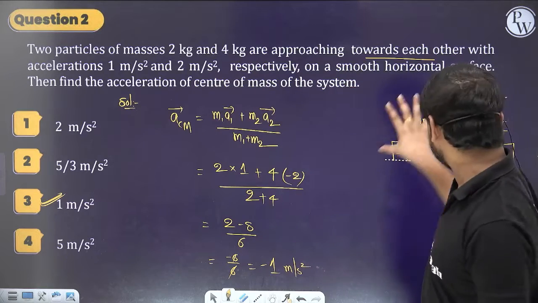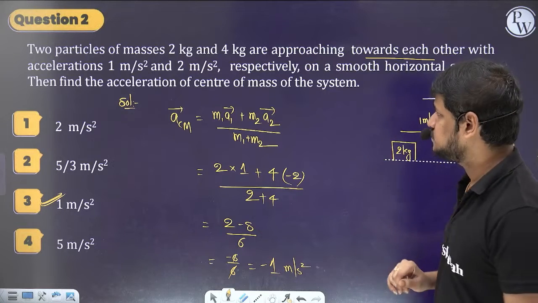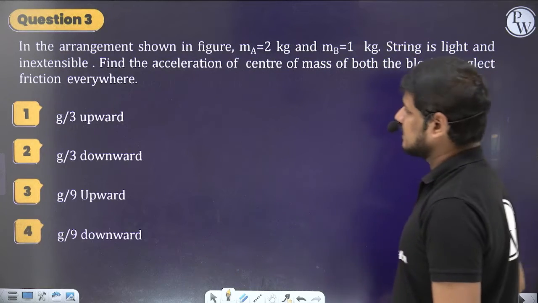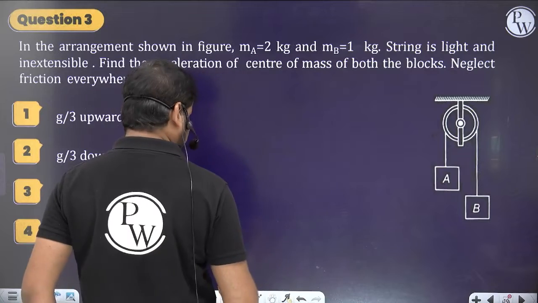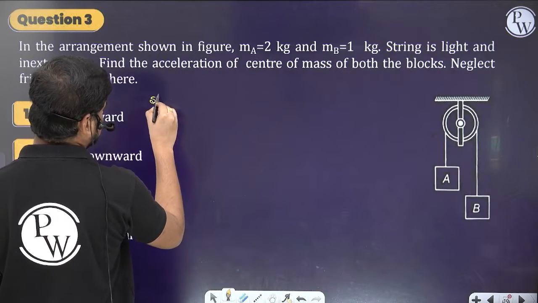Clear? Because this direction we considered as positive. Understood? Chalo. So let's take the next question. Try to solve the question, guys. Read the question first.